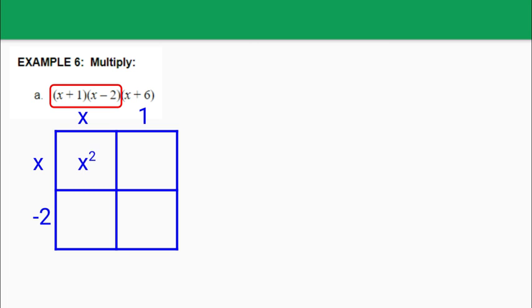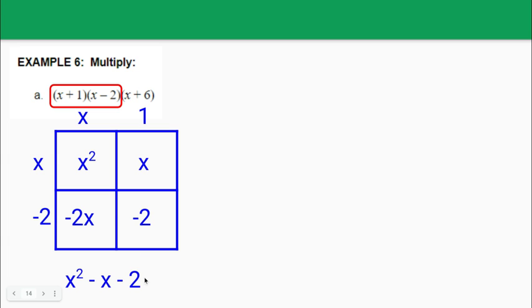We're going to multiply carefully. X squared, x times 1, negative 2 times x, and negative 2 times 1. Combine like terms, and that's what I have for the first 2 multiplied. Now we're not done, so be careful. This right here is representing these 2 factors on top multiplied. Now I'm going to take that and multiply it with these 2.